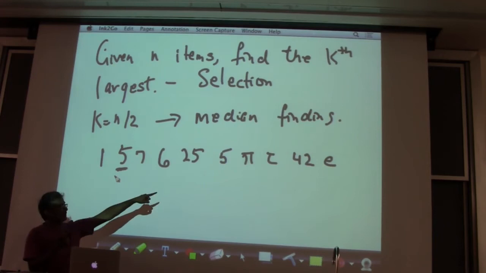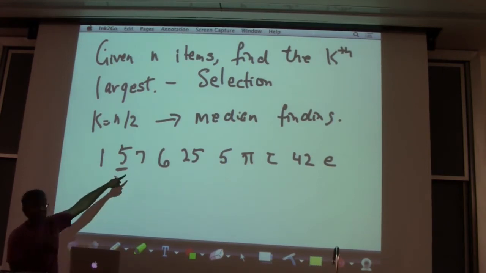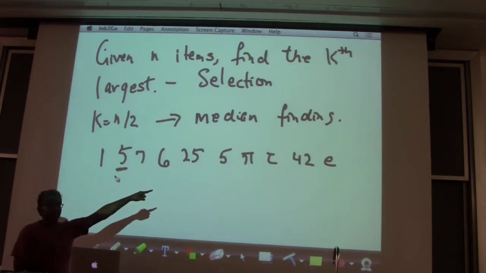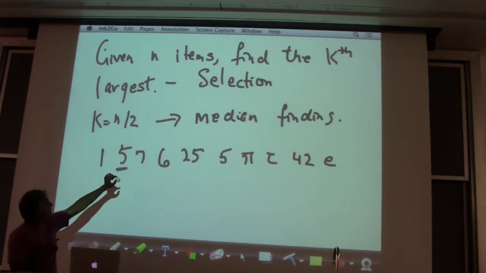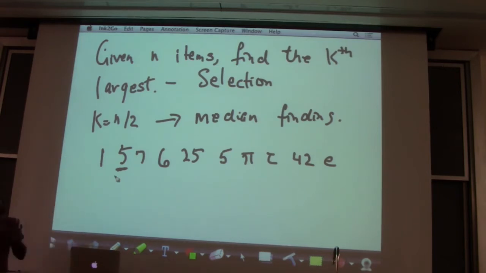Pi is too small. We'll throw it out. Tau is too small. We'll throw it out. 42 is big. So someone gets thrown out there. We can throw out the smallest one, which is 1. And then e goes in. And that will throw out nothing. Sorry? It won't get in because it's smaller.